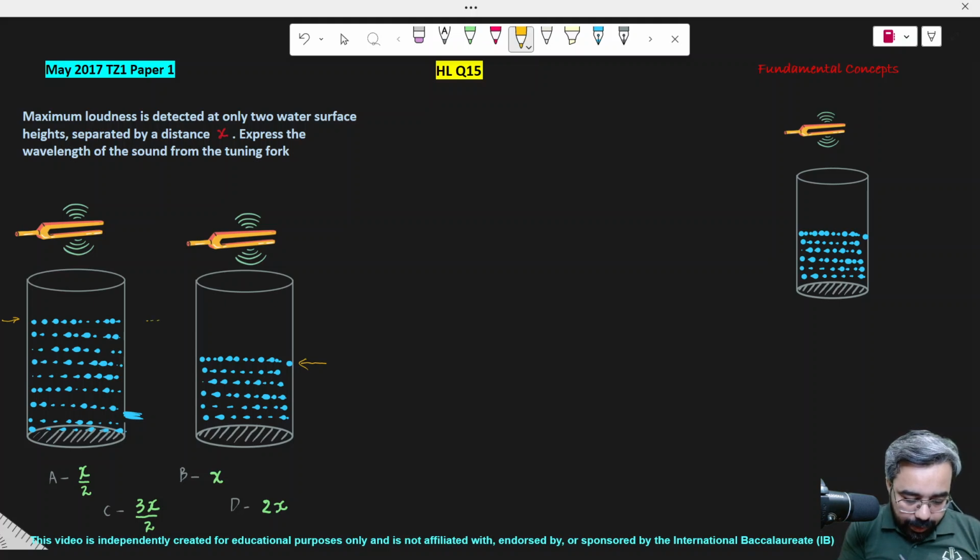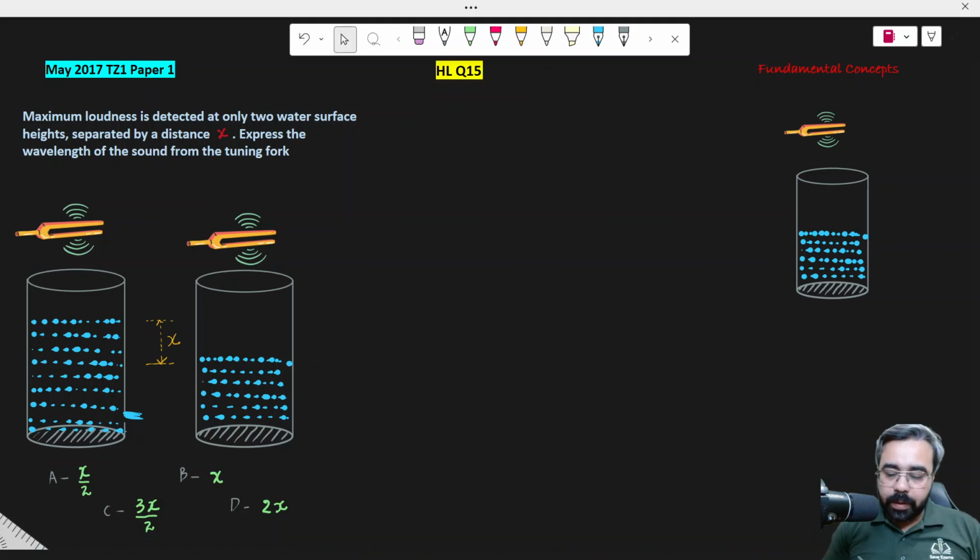And the value of x is actually this distance between these two positions. So if this is x, then how is the wavelength of the standing wave related to the x? But first, I will insist you to kindly understand how actually a standing wave is produced.